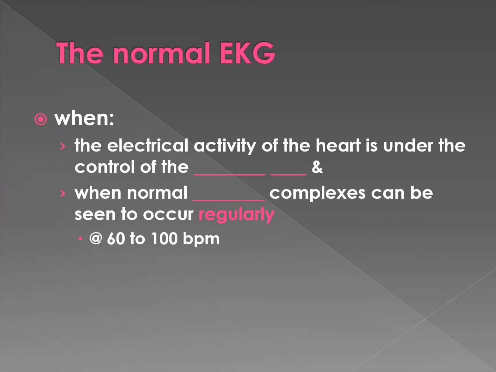In the normal EKG, the electrical activity of the heart is under control of the SA node, and when normal PQRST complexes can be seen to occur regularly, the heart rate should be 60 to 100. The heart rate is said to be in normal sinus rhythm. So if we have an SA node that's controlling it, and we have normal PQRST complexes, and they occur regularly, and the rate's between 60 and 100, this is normal sinus rhythm. You might see this written down as NSR, normal sinus.